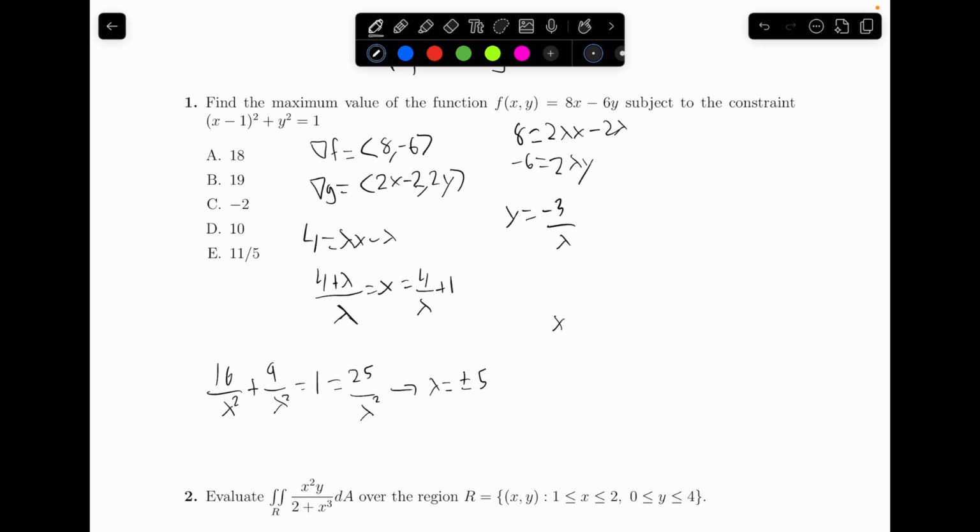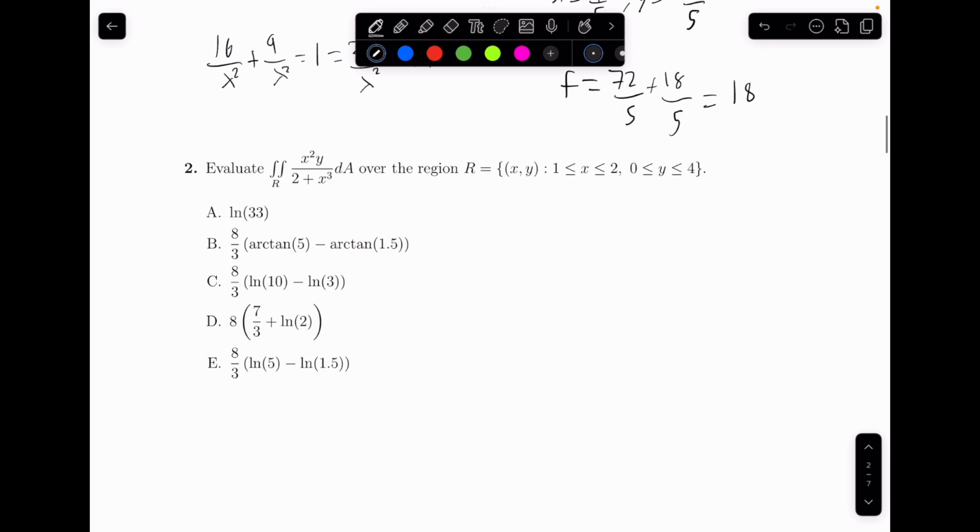So we're going to get x equals 9/5, and then y equals negative 3/5. So f equals 8 times 9 over 5, or 72 over 5, minus a negative, so plus 18 over 5, and that is 90 over 5, or 18. And that is answer A.